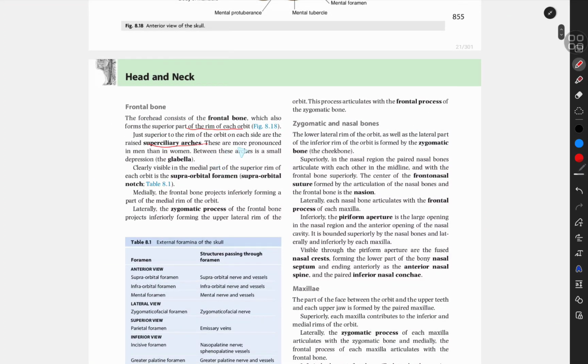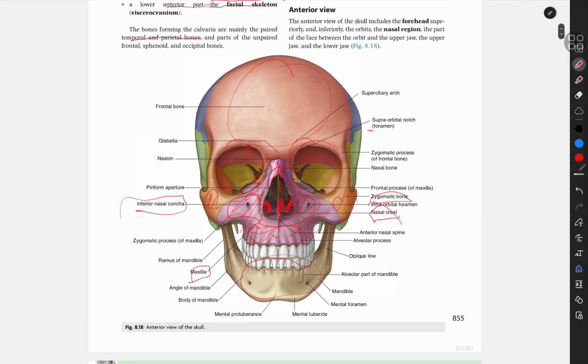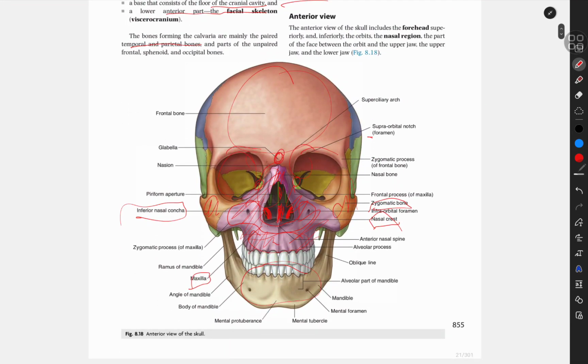Superciliary arches. These are more pronounced in men than in women. Between these arches is a small depression, the glabella. So this is the superciliary arch and this is the glabella.